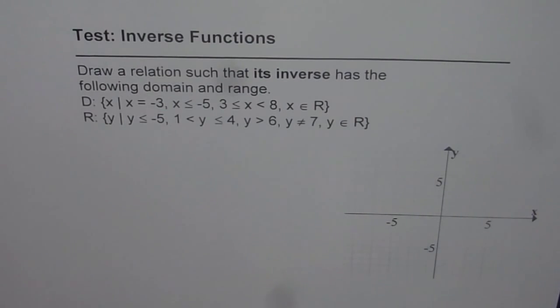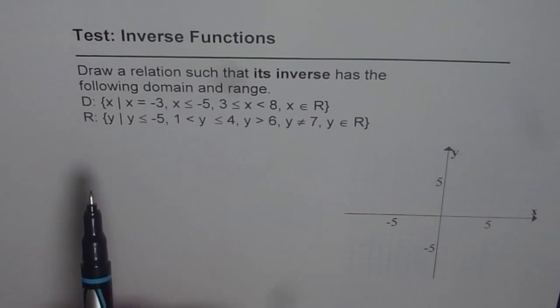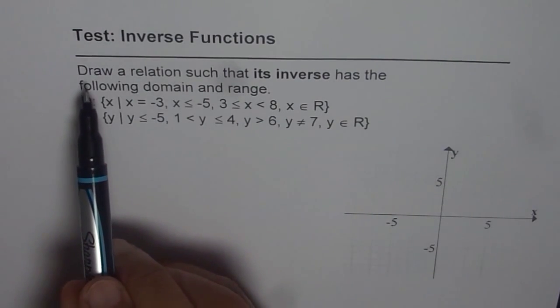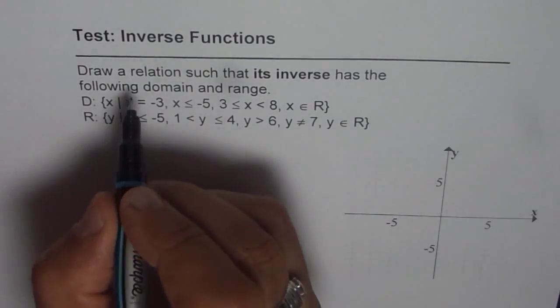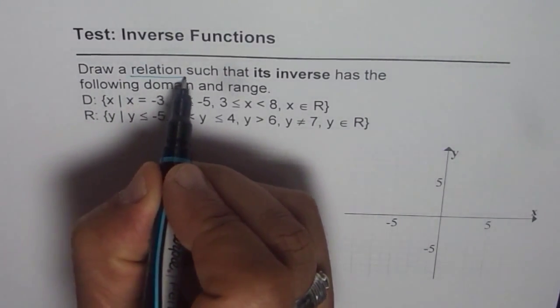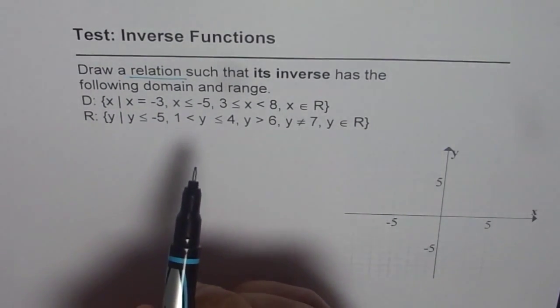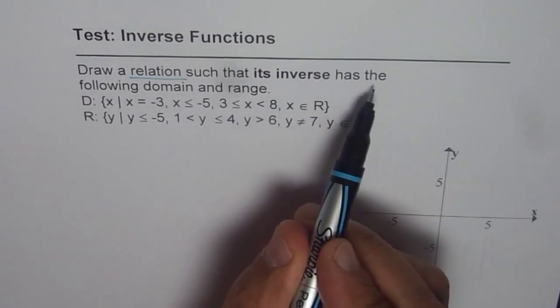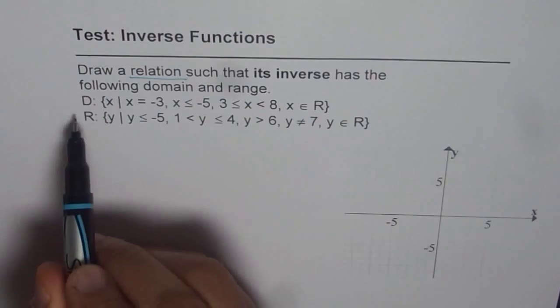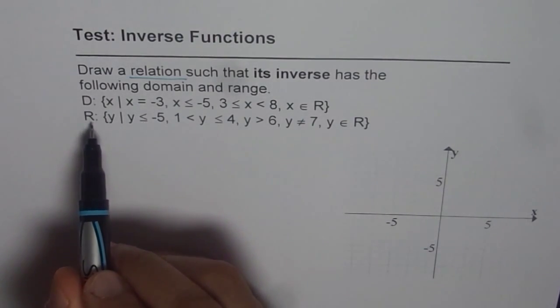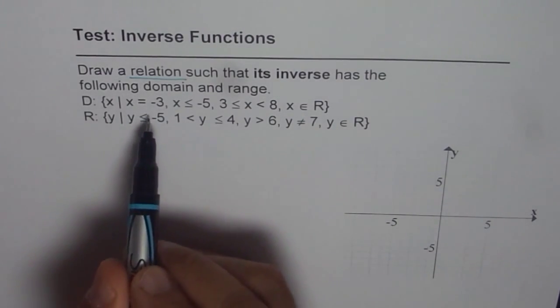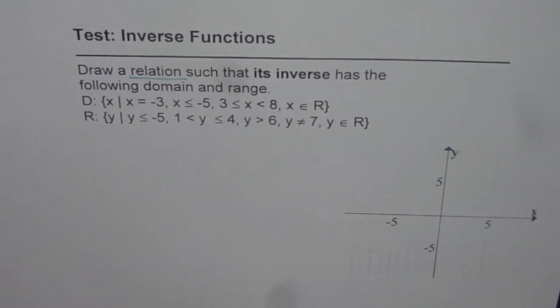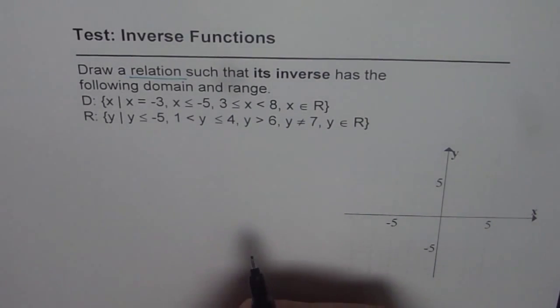Here is how I would like to do it. So let's read the question once again. What is given to us? It says draw a relation. So it's important we have to draw a relation, right? Not a function, such that its inverse has the following domain and range. So domain and range is given for the inverse, but we need to draw the relation. So what is the domain and range for the relation?